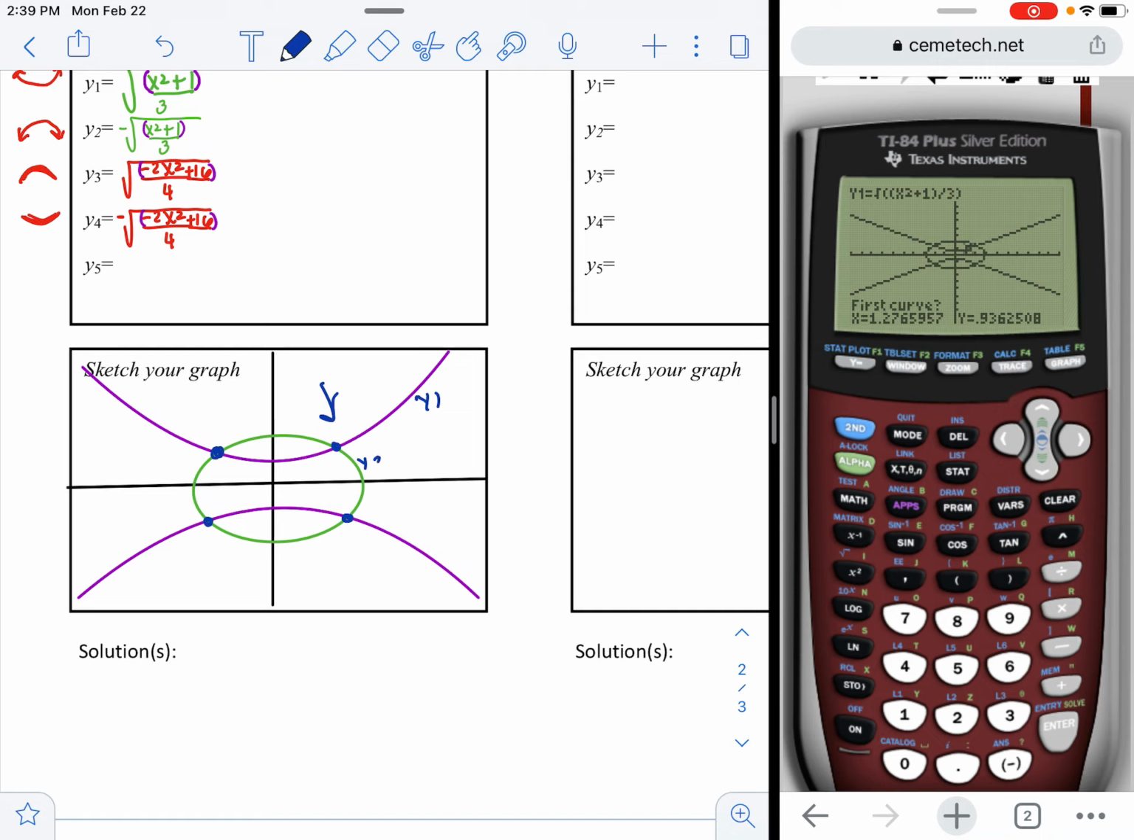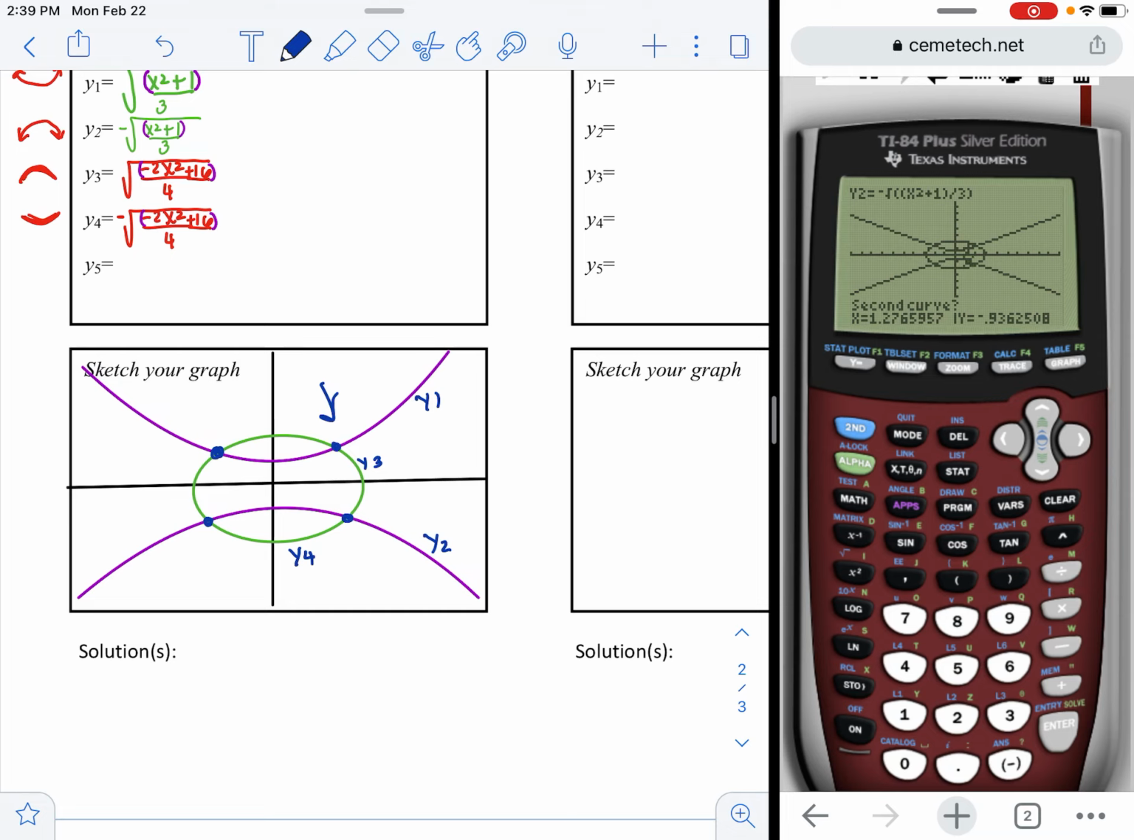You are on Y1, and it tells you at the top of your screen there that you're on Y1. So you want to find the intersection of Y1 and, realize, this is not Y2 right here. This is Y3, this is Y2, and this is Y4, right? So I want to find the intersection of Y1 and Y3.